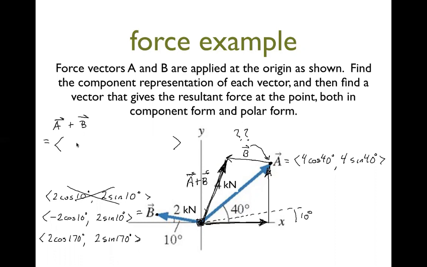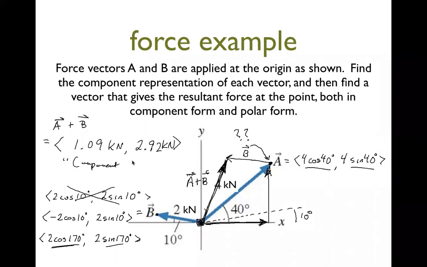rather than write that all out, I just remember that the answer is about 1.09 kilonewtons in the X direction and 2.92. Again, where's that coming from? The X component of A plus the X component of B, and then the Y component of A plus the Y component of B. All right, and so that's component form.